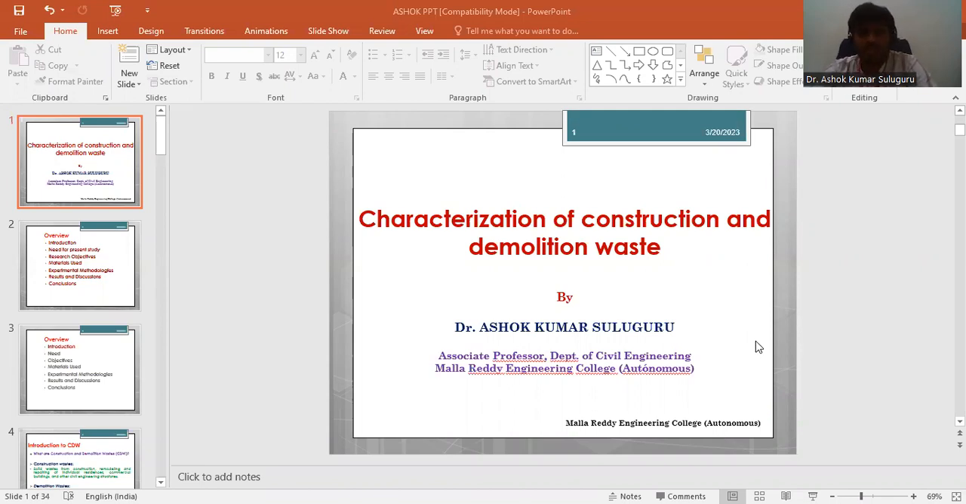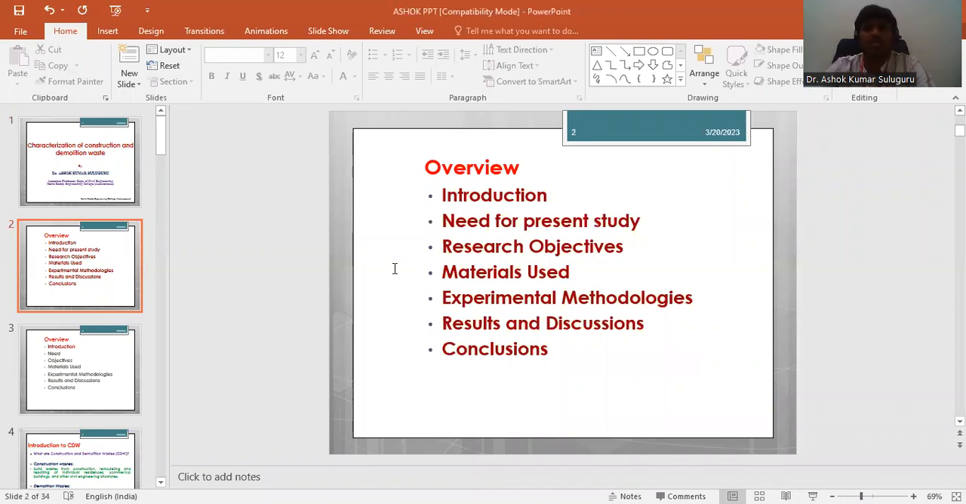Today, I'm here to discuss the topic characterization of construction and demolition waste. This is the overview of the topic: introduction, need for present study, research objectives, materials used, experimental methodologies, results and discussions, and a few conclusions.